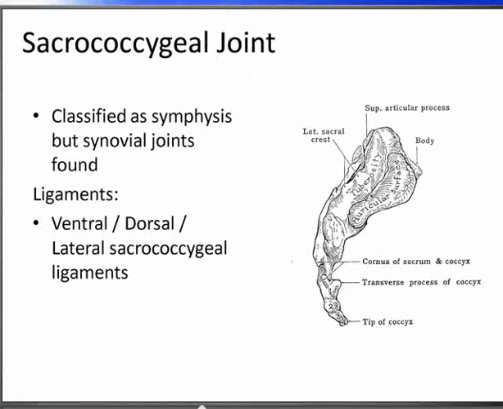Okay, and the final joint looking at the pelvic girdle is the sacrococcygeal joint. It's classified as a symphysis joint, but there have been reports that there are some synovial joints in nature. The ligaments are the ventral, dorsal, and lateral sacrococcygeal ligaments, and essentially this is a joint that can become damaged when somebody falls on their tailbone or has trauma to their tailbone.